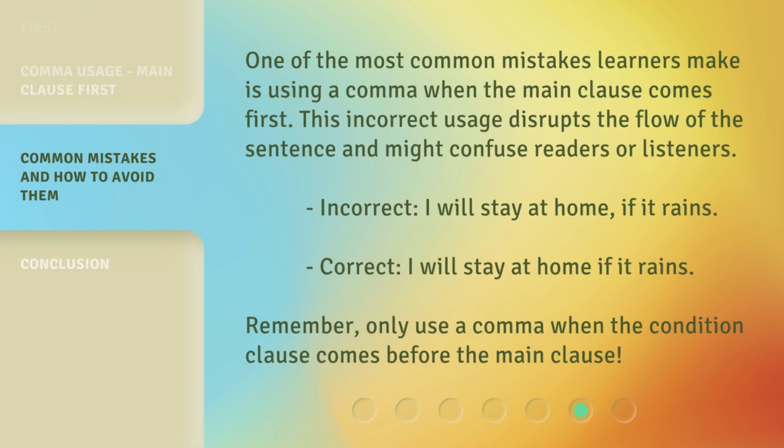One of the most common mistakes learners make is using a comma when the main clause comes first. This incorrect usage disrupts the flow of the sentence and might confuse readers or listeners. Incorrect: I will stay at home, if it rains. Correct: I will stay at home if it rains. Remember, only use a comma when the condition clause comes before the main clause.